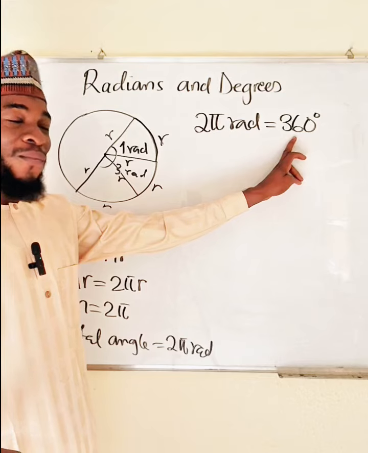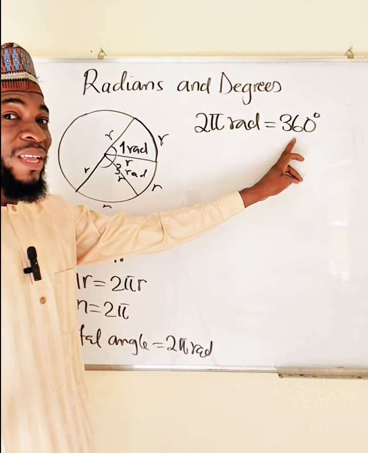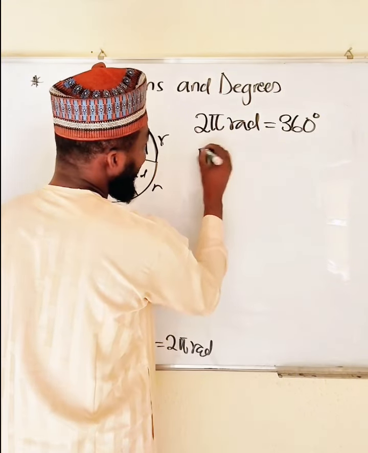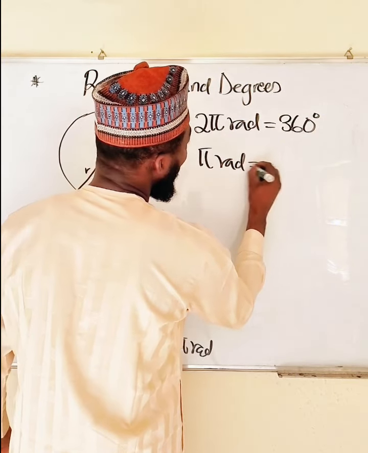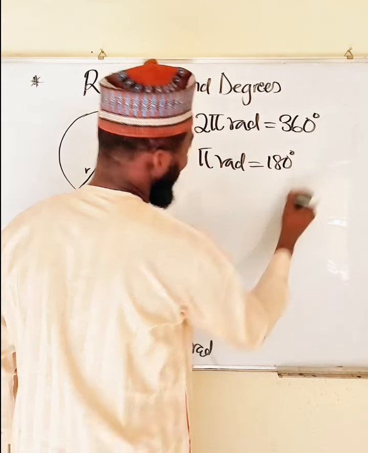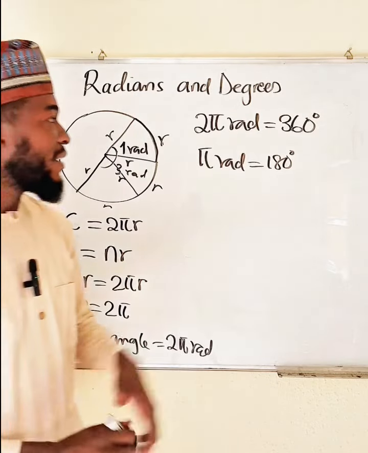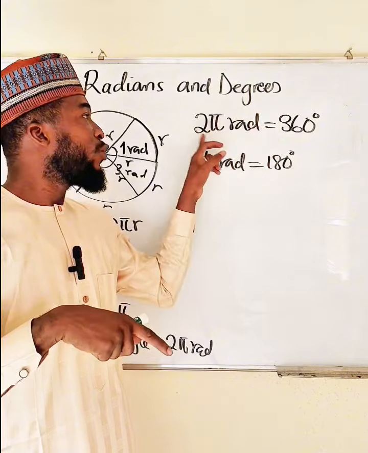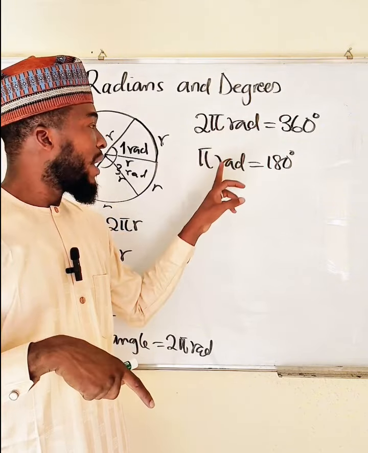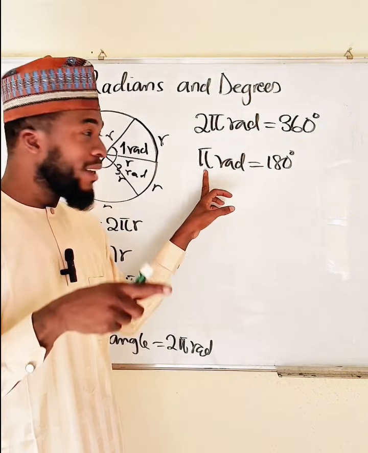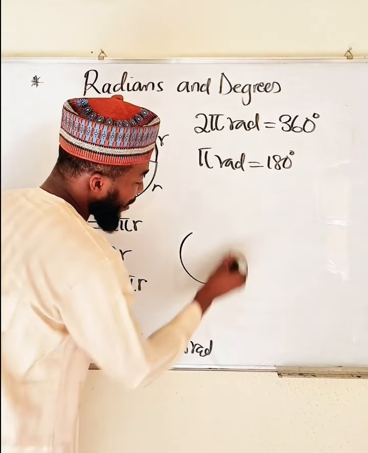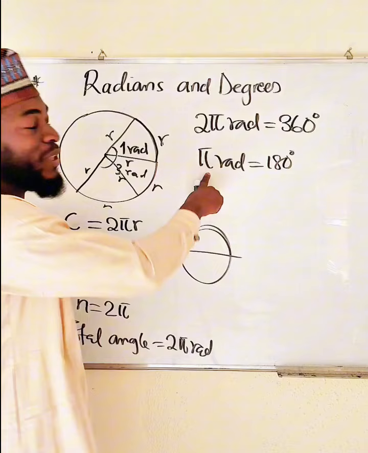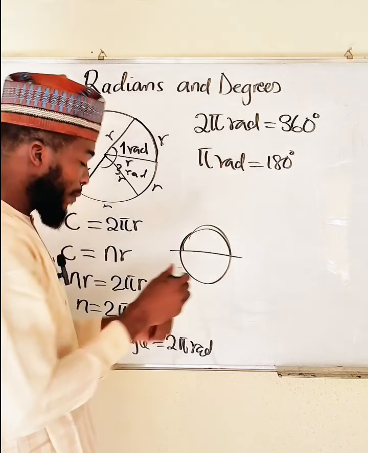You know that half of 360 degrees is 180 degrees. Therefore, if you divide both sides by 2, you have pi radian to be equal to 180 degrees, which implies that the total angle at a point or on a cycle is 2 pi radian. And half, that is the diameter. For instance, if you have this, from here to here, we know it's 180 degrees. So it will be equivalent to pi radian.